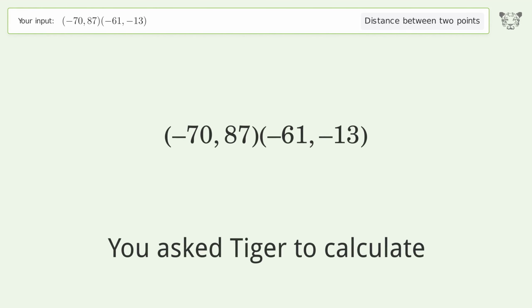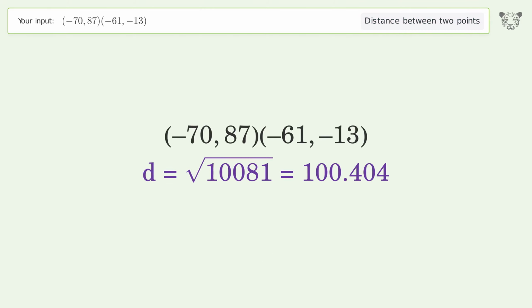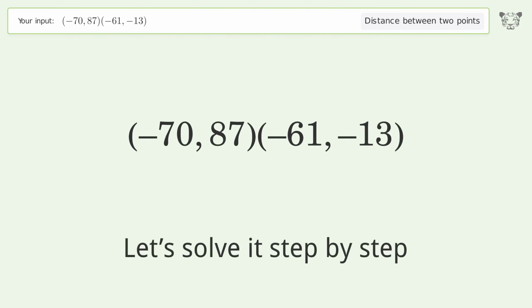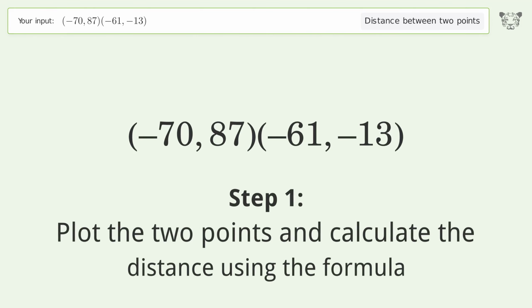You ask Tiger to calculate. This deals with the distance between 2 points. The distance between the 2 points is the square root of 10,081, or 100.404. Let's solve it step by step. Plot the 2 points and calculate the distance using the formula.